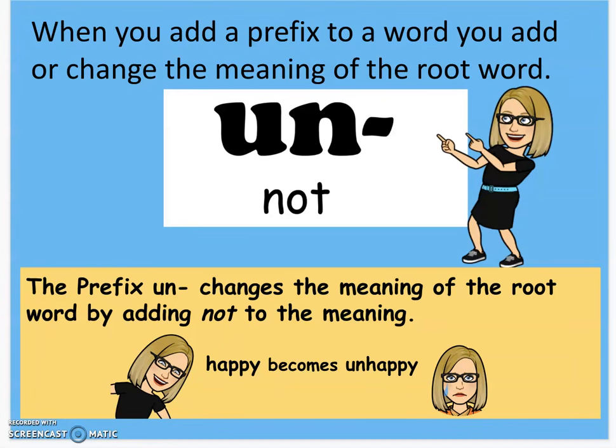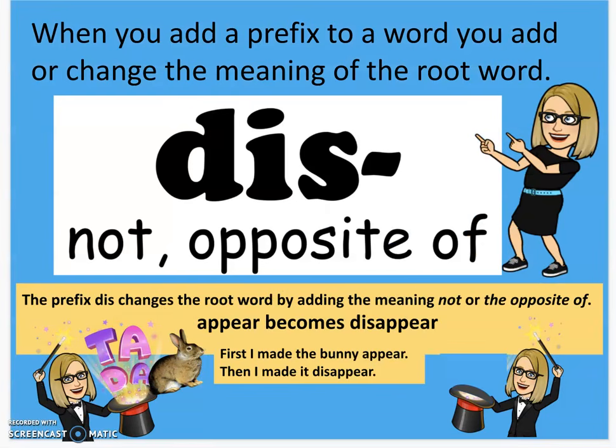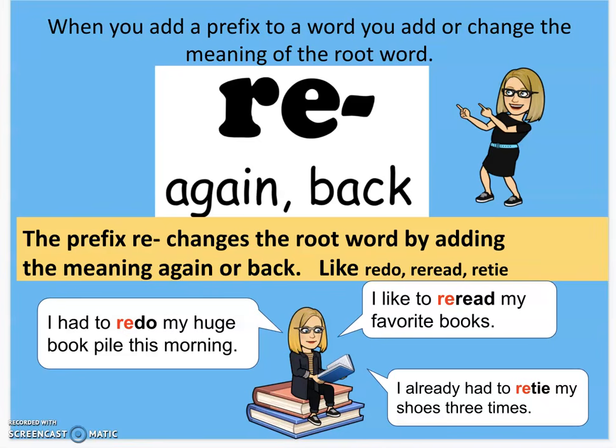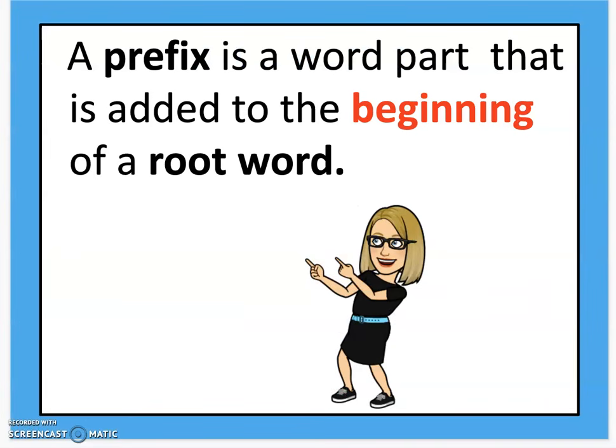When you add a prefix to a word, you add or change the meaning of the root word. Un adds the meaning not, so happy becomes unhappy. Dis adds the meaning not or opposite of. Appear becomes disappear, which has an opposite meaning. Re means to do again, like redo, reread, or retie. These are all prefixes. A prefix is a little word part that is added to the beginning of a root word. Use them. They are epically powerful.